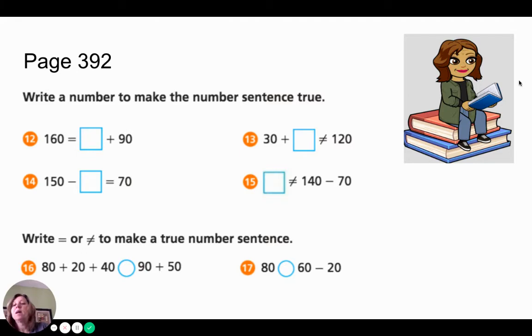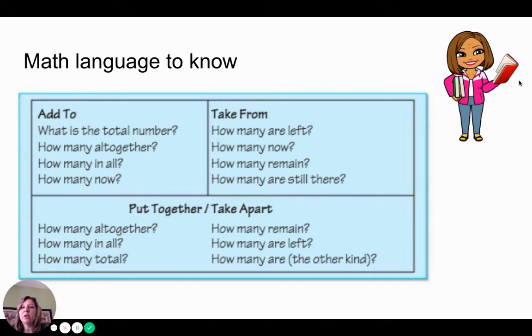All right. I have copied here some math language for you to know. For the story problems we're going to do, add to, take froms, and put togethers and take aparts, there's lots of wording that helps us to know what kind of problem it is. You can use this to help you. Pause this if you need to. Or I'm going to go back to it when you work on your pages. Okay?